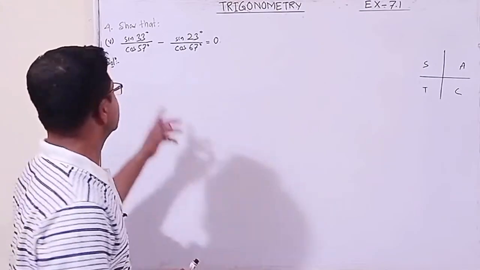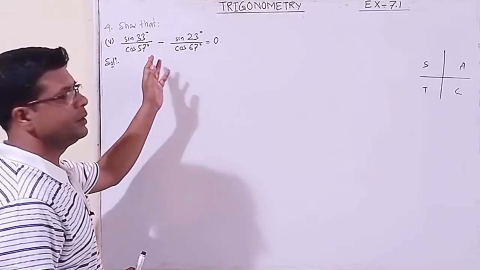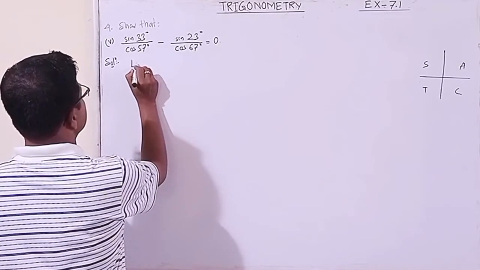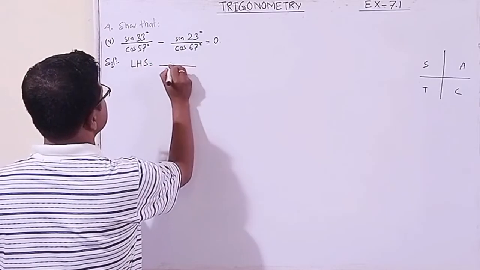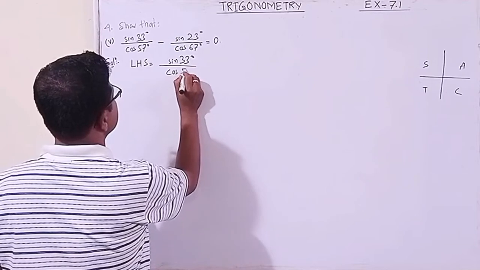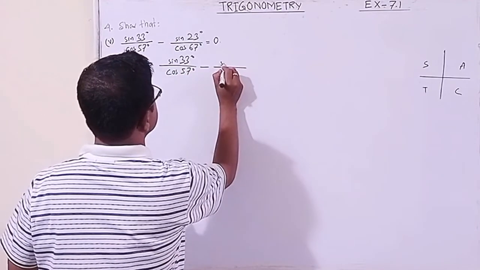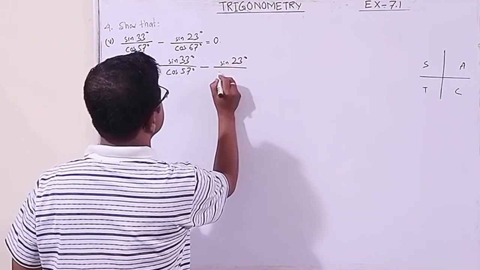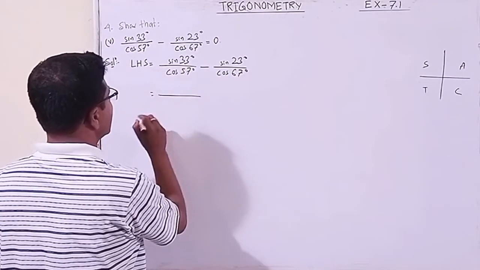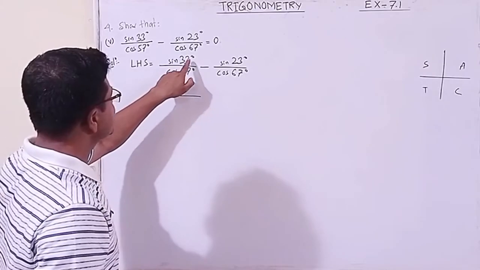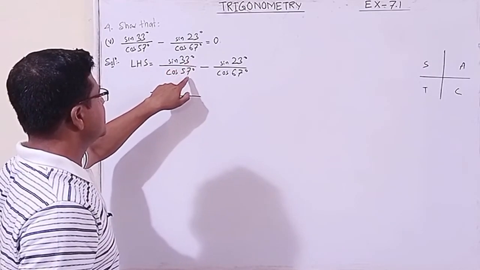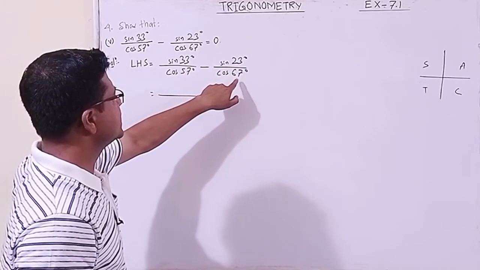Got it? My beloved students, we are in number 5. This type of question you will get in your general mathematics also. So let us take the left hand side. This sum is too easy: sine 33 degrees cos 57 degrees minus sine 23 degrees cos 67 degrees. You see their sum is 90 degrees: 33 plus 57 is 90 degrees, 23 plus 67 is 90 degrees.